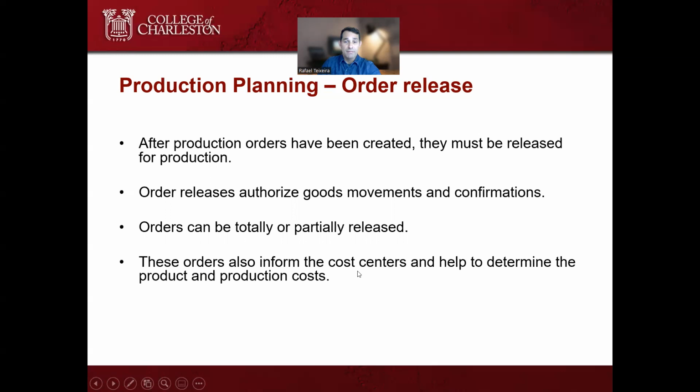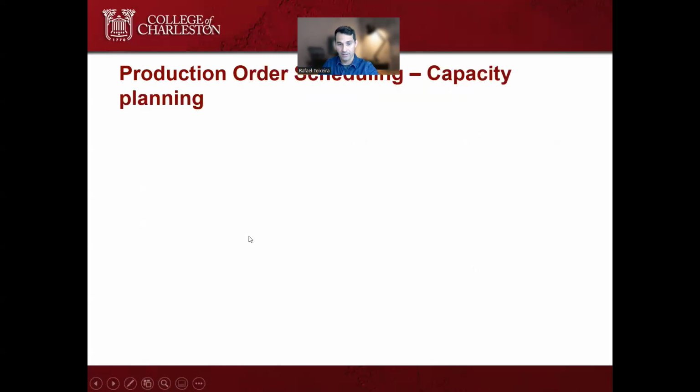These orders also inform the cost centers, telling how much the cost is in a specific center to help determine the cost. So when the materials are moving, we know how much we pay suppliers. This amount we paid suppliers is going to be used to account how much it is costing to produce that specific order, okay?